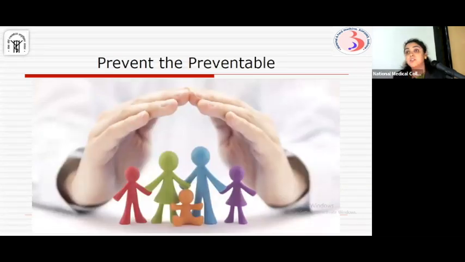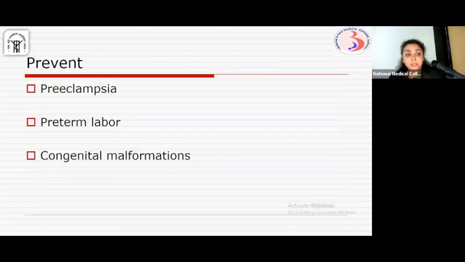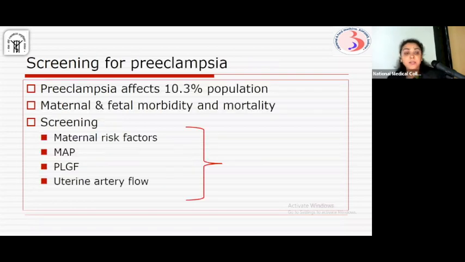Here there is a chance to prevent preventable conditions or medical disorders in pregnancy, and to look for certain structural malformations in the fetus, which is very easy to see if the mind knows. So it is preeclampsia, preterm labor, and congenital malformations. Preeclampsia has already been discussed, and Dr. Sangeeta has covered a full session on hypertension in pregnancy. It affects around 11% of the population, and is associated with increased maternal and fetal morbidity and mortality.